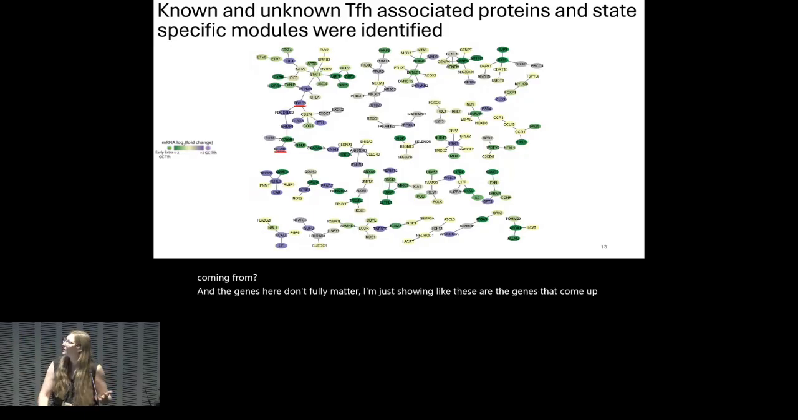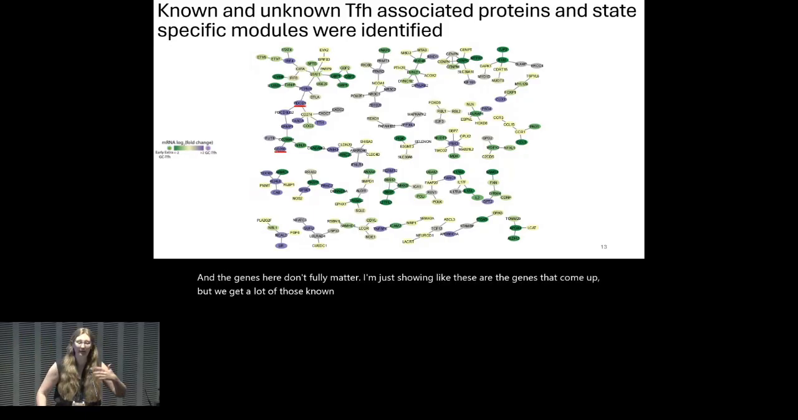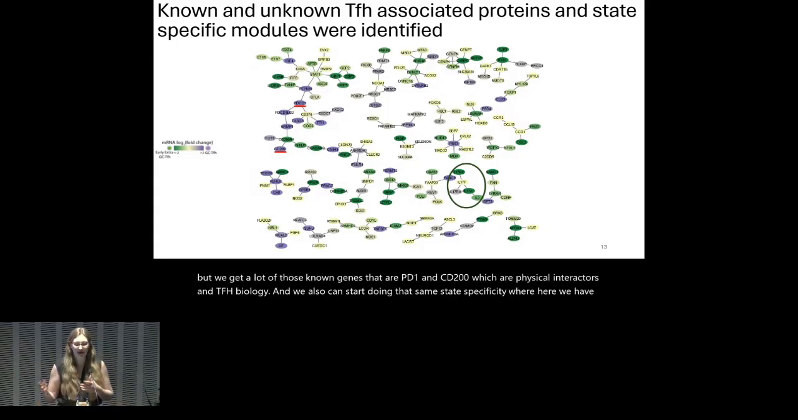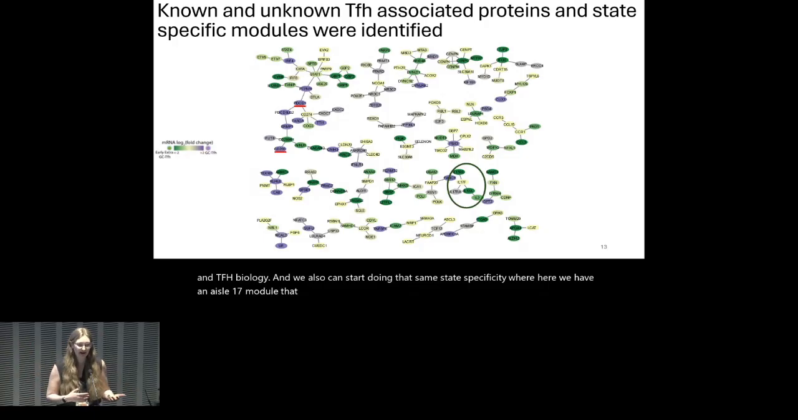But we get a lot of those known genes that are PD1 and CD200, which are physical interactors in TFH biology. And we also can start doing that same state specificity where here we have an IL-17 module that is expressed higher in the early extra GC, and IL-17 has to be turned off so that you can get these GC-TFH and not a different helper subset.